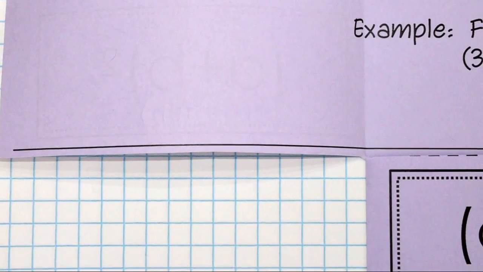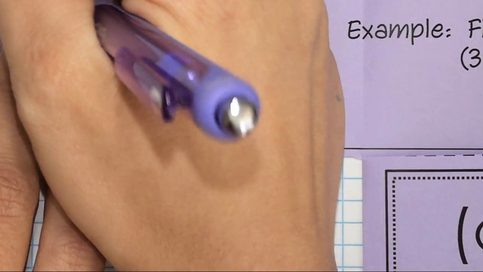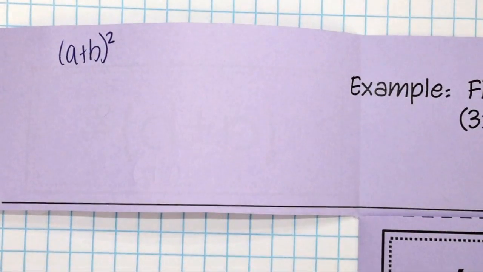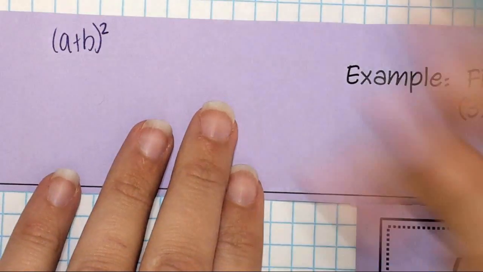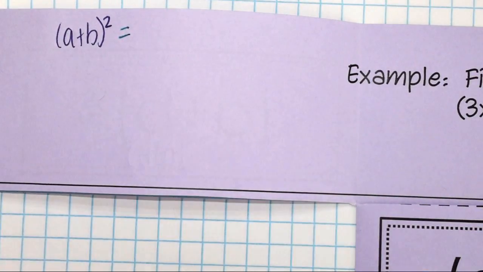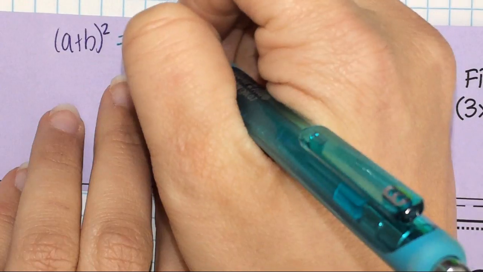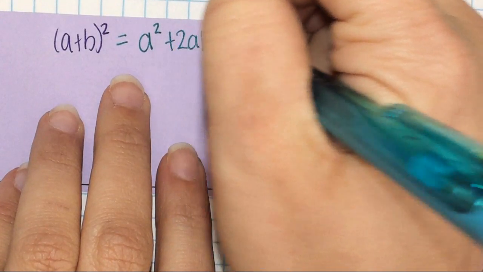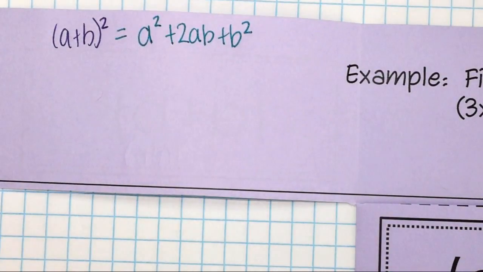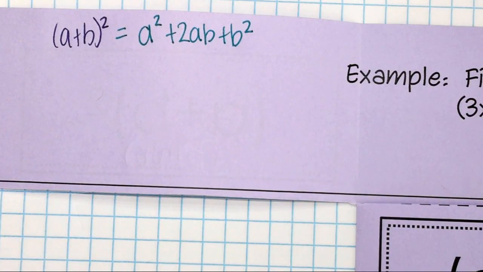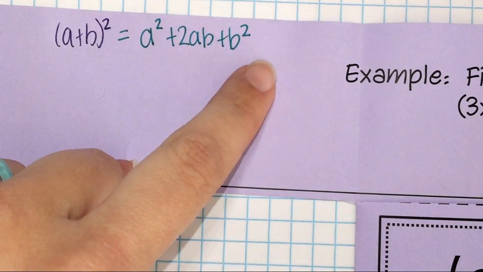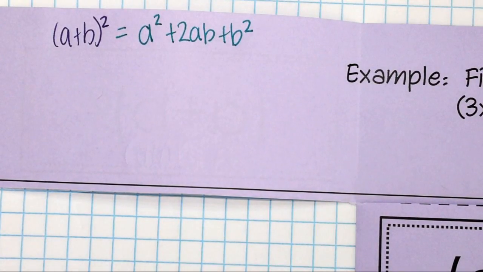Alright, open this. Now, when you have a plus b quantity squared, when it looks like this, your answer is always going to be a squared plus 2ab plus b squared every single time. Your answer will always look like this every single time. So there are 3 steps to working out this problem.